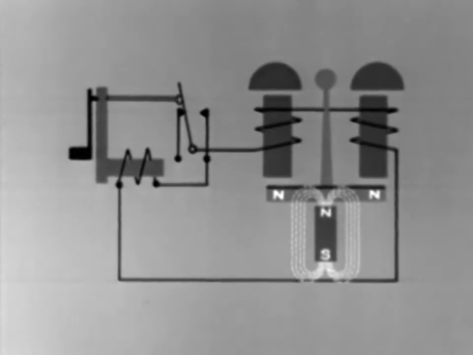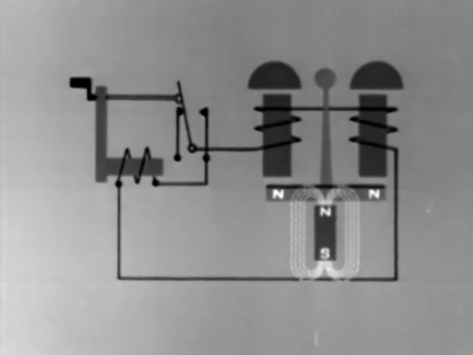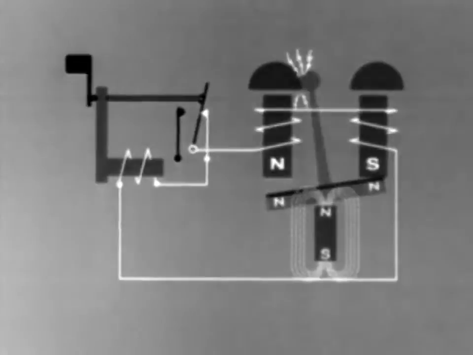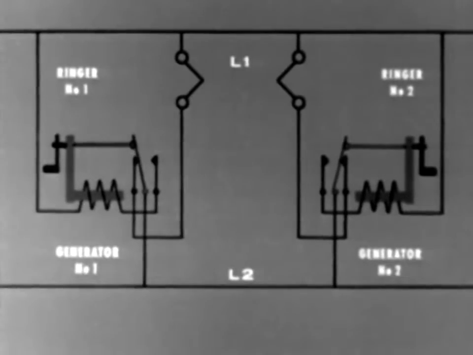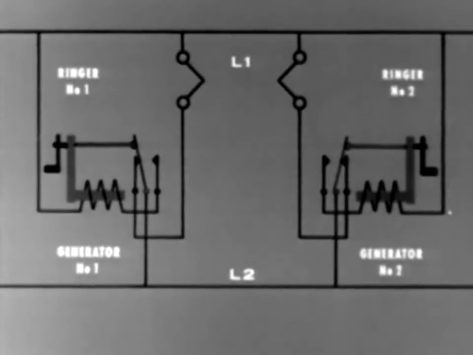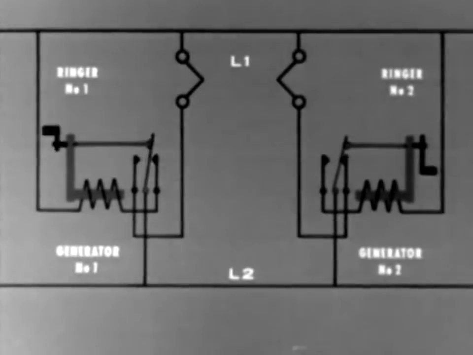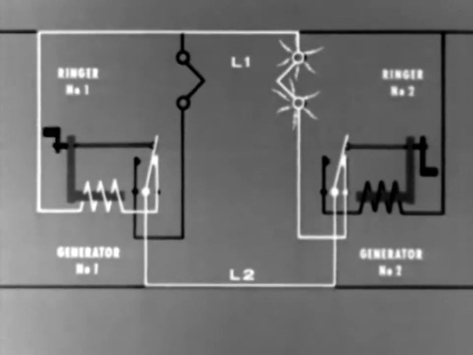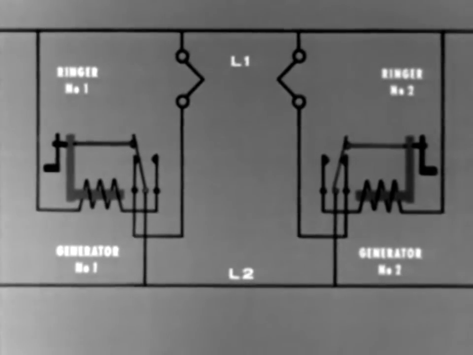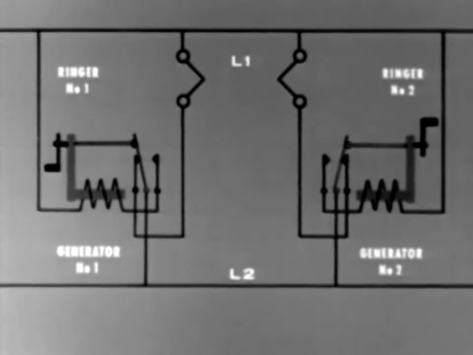A complete ringing circuit allows each station to call the other, and provides a switch for disconnecting the ringer. As the generator is turned, the switch connected to the ringer is open. This places the generator across the line. The same thing happens in the opposite direction.